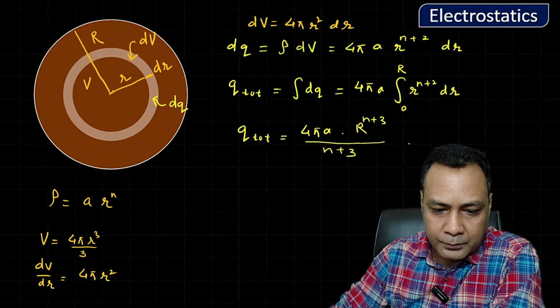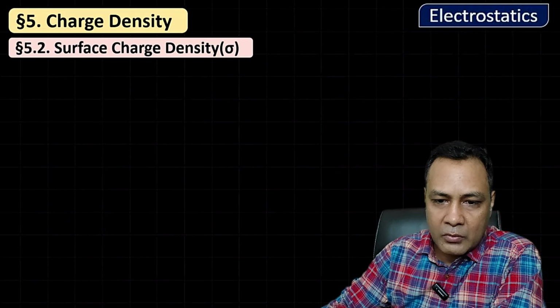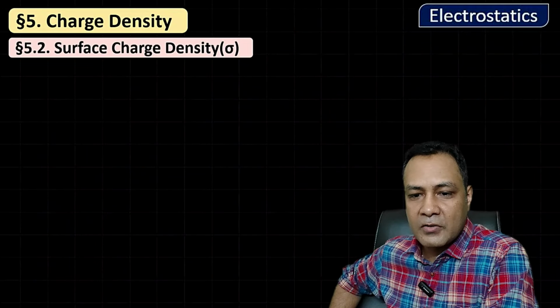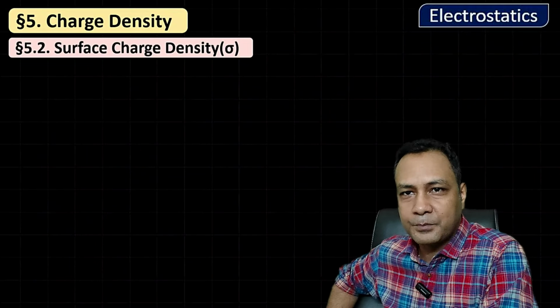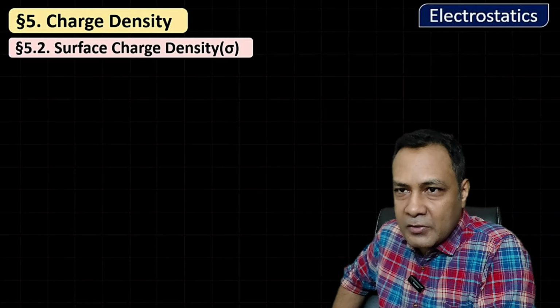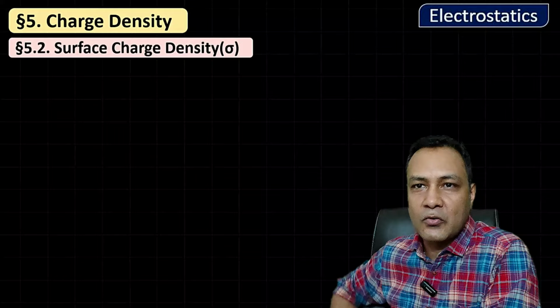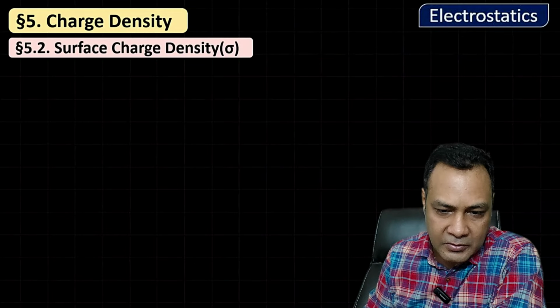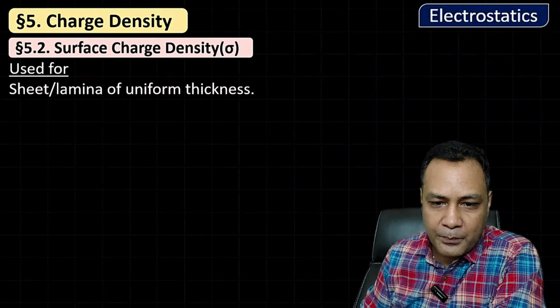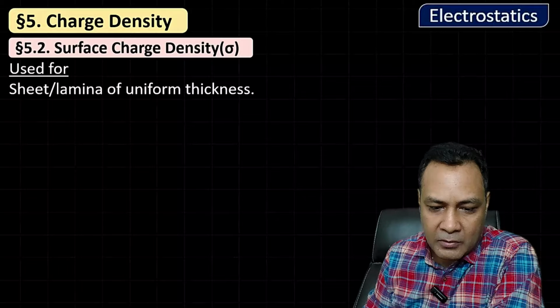Now there is another kind of charge density, that is the surface charge density, sigma. When we use surface charge density, the material has to be a planar body, a lamina which has a uniform thickness, something like this. It is used for a sheet or lamina of uniform thickness.